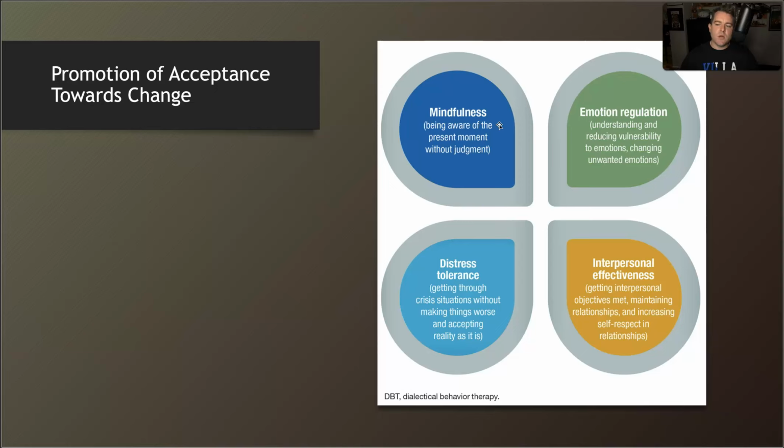Emotional regulation. We're going to understand and reduce the vulnerability and then change unwanted emotions. So, redirects. Oftentimes when someone feels fear or helplessness or anxiety, okay, I'm feeling this anxiety. How can I translate that into effective change? What can I do with that? What is it signaling to me? And how can I be proactive in trying to handle it? Learning how to deal with distress. So, getting through crisis situations without making things worse.